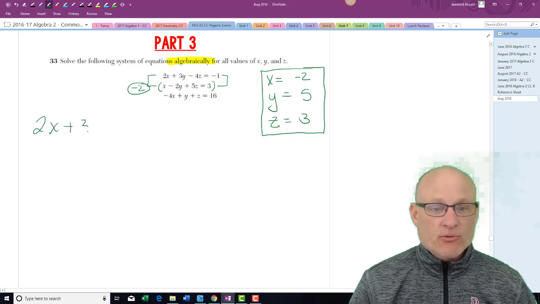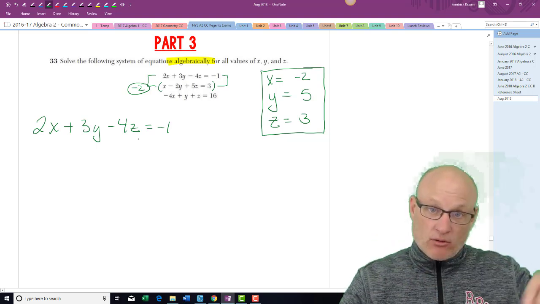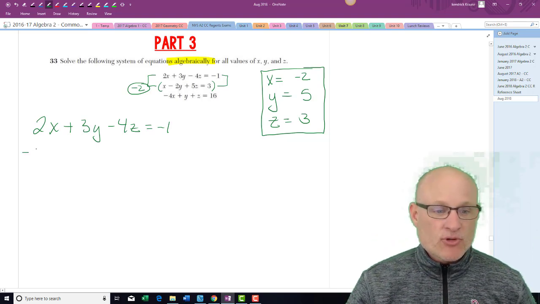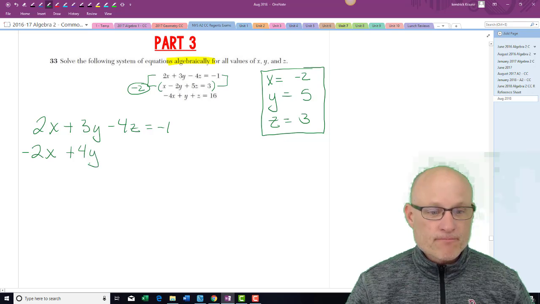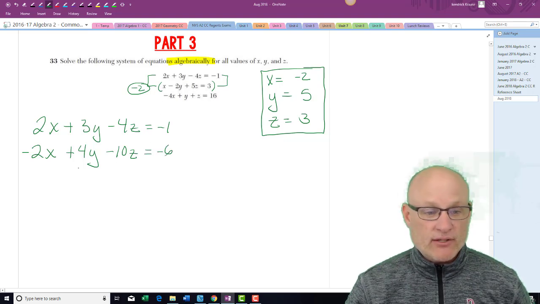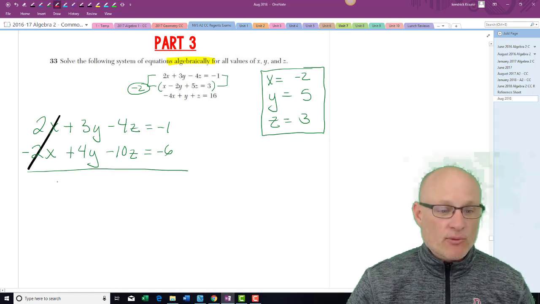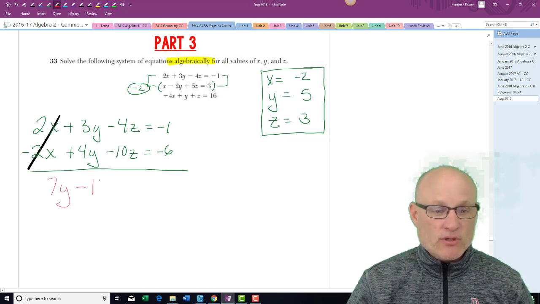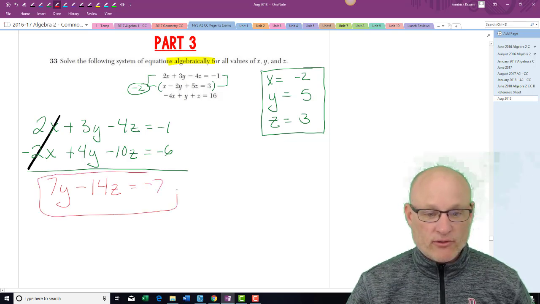2x plus 3y minus 4z equals -1. Missing one sign blows the whole problem out. Slowly go, or not writing a number incorrectly. So I'm going to multiply -2x. -2 times -2 is positive 4y. -2 times positive 5 is -10z. And -2 times 3 is equal to -6. Again, missing just one sign, you're screwed up. So we got 7y minus 14z equals -7. Okay, so there's one of our cleaned up equations.